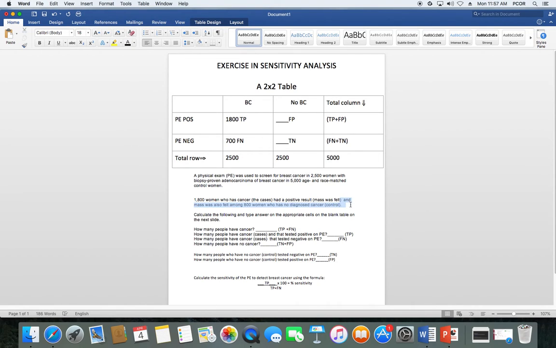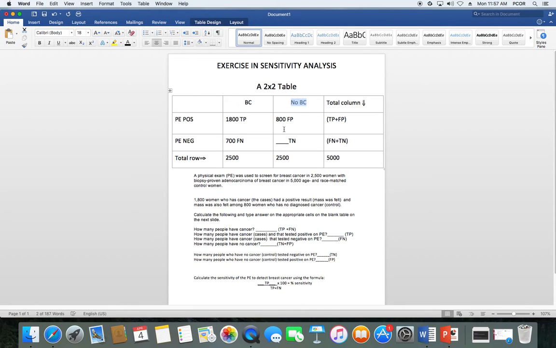Then let's follow along. There were 800 women that a mass was detected, but they do not have breast cancer. So where are we going to place them? Are they true negative? But you can't, because a mass was detected. So the physical exam has to be positive, but they have no breast cancer. So those are those women. 800 people, mass was detected, but they have no breast cancer.